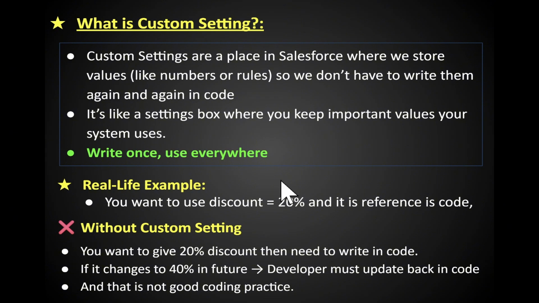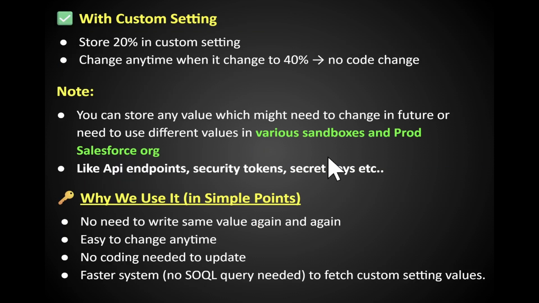Okay, so let's take up one example. Suppose you are using discount 20% in your code. If tomorrow it changes to 40%, you have to go back and update the code everywhere. This is not a good practice, and you will also feel tired every time a requirement changes. If you use custom setting, you can store 20% in the custom setting, and when the requirement changes to 40%, you just change it in the custom setting. You don't need to change the code.